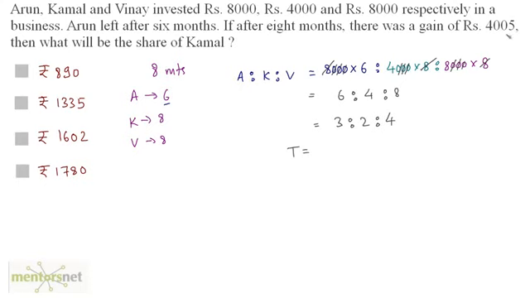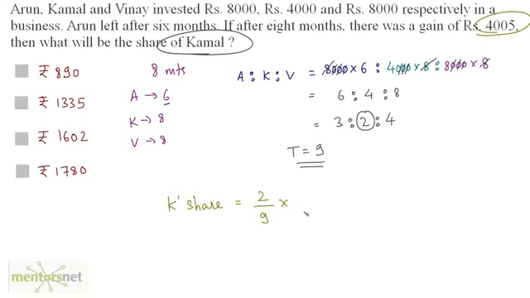If we assume the profit as parts, the total parts of profit are 3 plus 2, which is 5, plus 4, 9. So 9 parts are there. And we have been asked what is the share of Kamal. So Kamal's share is 2 parts out of these 9 parts. Hence, we can write K's profit share is 2 parts out of 9 parts of the total share, which is 4,005. So when you solve it, you'll get 890. So the answer is option A.